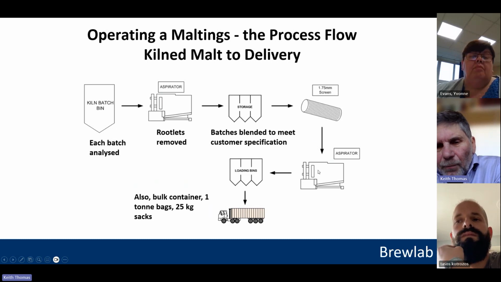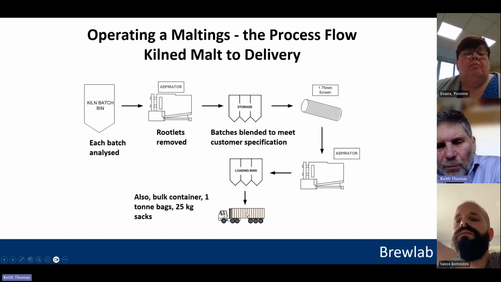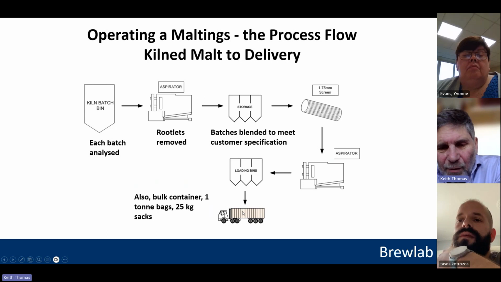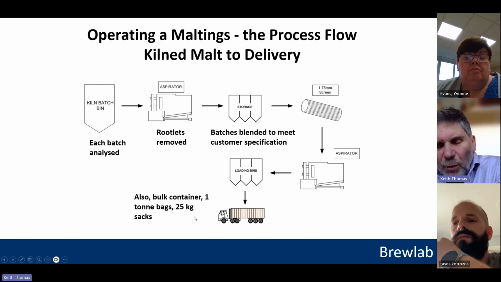goes through a screen again. All the small bits are blown away and it stays in the loading bins before it's dispensed either into large scale bags or small scale for small breweries, 25 kilograms. Eventually, it might actually go through into a hopper on a brewery, but most small scale buy in bags.